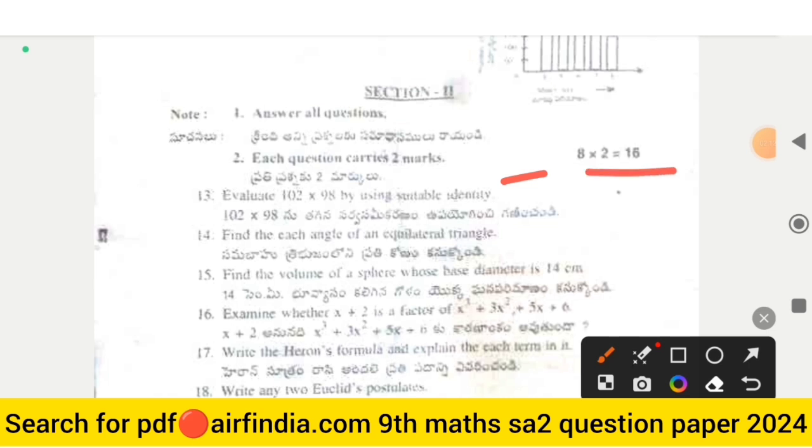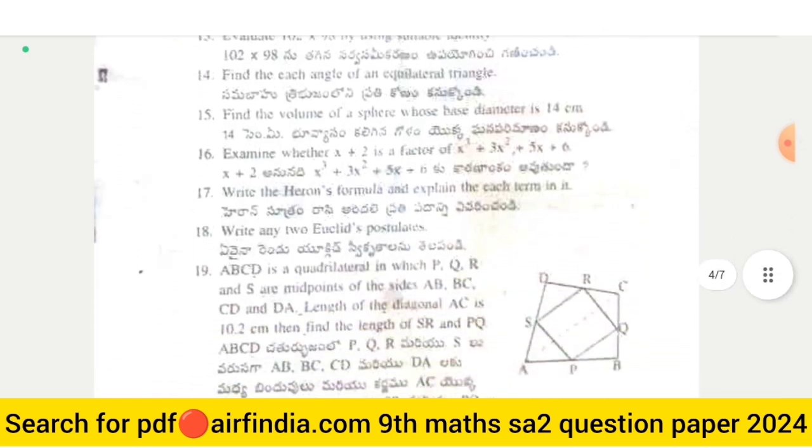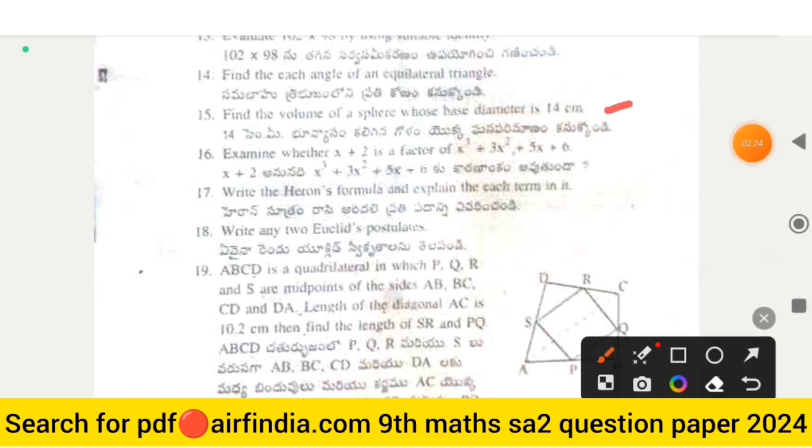Okay, this is section second, 18 marks. Question 14 is: find each angle of an equilateral triangle. Okay, find the volume of a sphere whose base diameter is 14 centimeter. Examine whether x + 2 is a factor of x³ + 3x² + 5x + 6. Okay, write Heron's formula and explain each term in it.